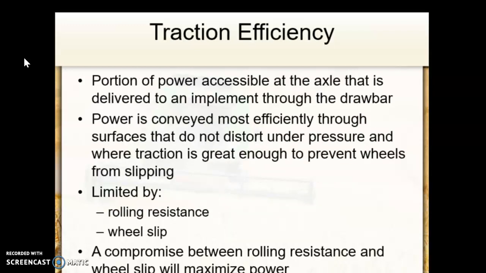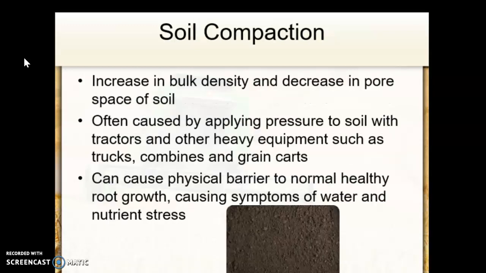Traction efficiency is limited by rolling resistance and wheel slip. That's going to maximize power. You can generate as much power in the engine as possible, and you can convert that energy to power in the transmission as efficiently as possible. But if you're just spinning your wheels, you're going to limit the amount of power that you're truly able to generate.